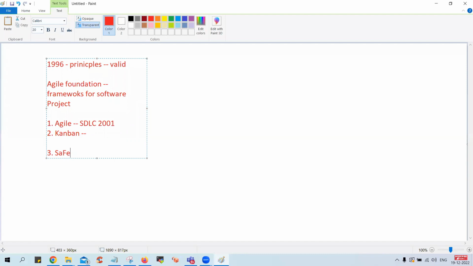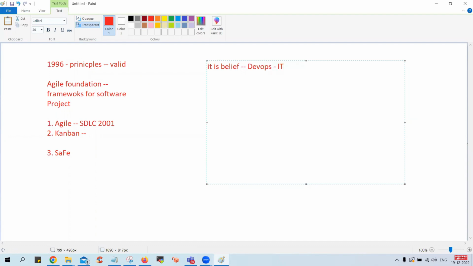And recently means I'm not talking about yesterday or the day before, I'm talking about just 2 or 3 years ago, maybe 1 or 2 years. They came up with a new framework called SAFe. I want to tell you one interesting point here. It's only a belief, guys, we are not sure what will happen in the future. It's a belief that currently DevOps is ruling the IT industry, and tomorrow, after 15 years, it's going to be the SAFe model.